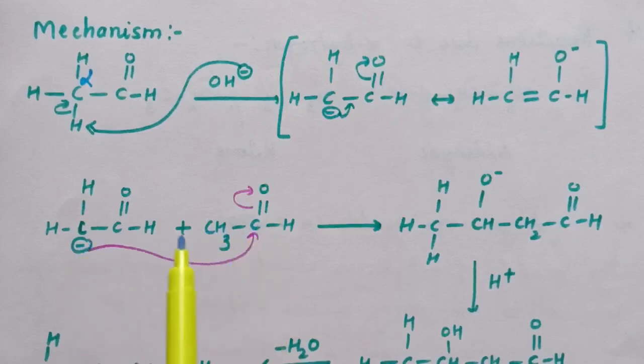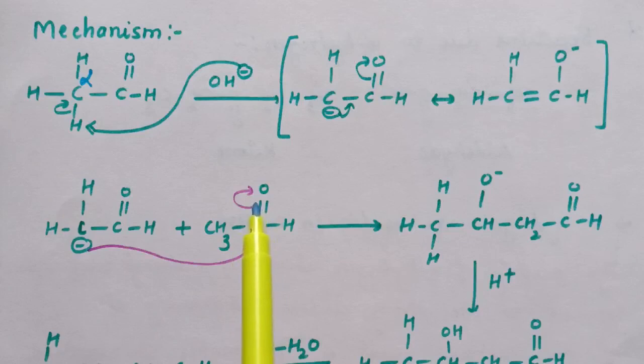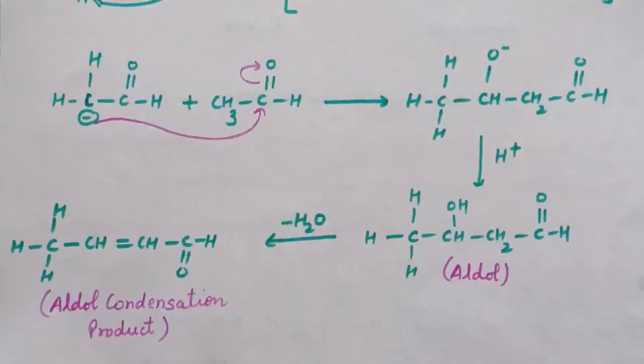So this negative charge attacks this carbonyl carbon, as it is electrophilic in nature, and the bond pair of electrons, this pi bond, is shifted onto this oxygen, and here this aldol is formed. Now on heating this aldol, a water molecule is lost and the aldol condensation product is formed.